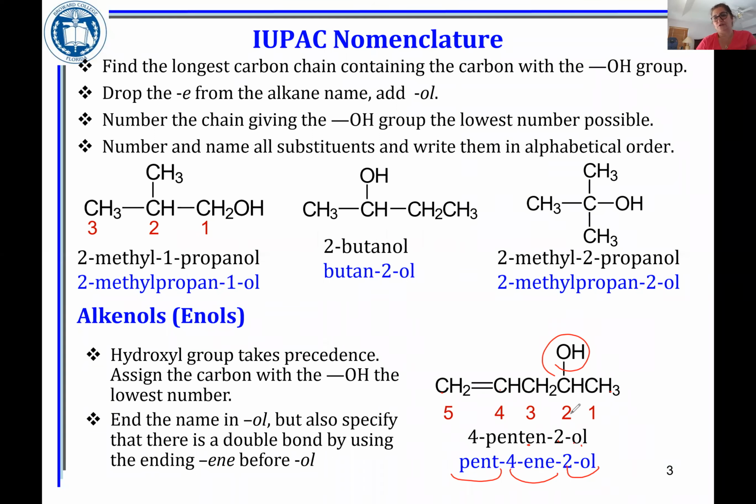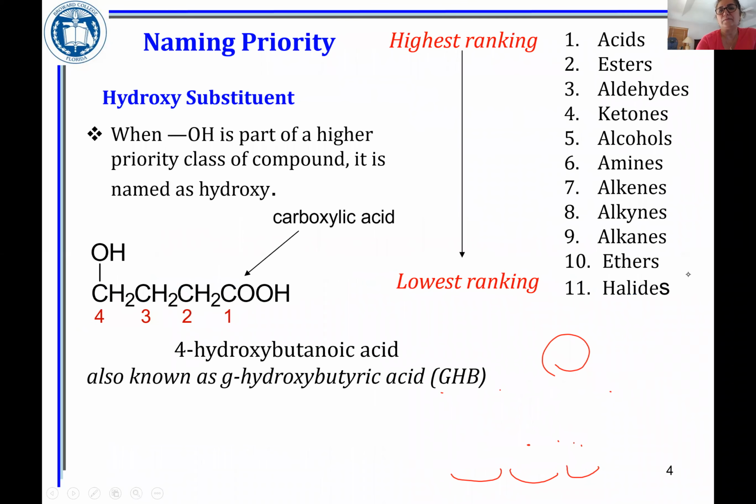So you have two functional groups. You have to give the location for both functional groups. Now that you have learned about the different functional groups, you have to be able to determine what takes priority. Alcohol on the priority list is much higher than alkenes. It's like two levels higher than alkenes.